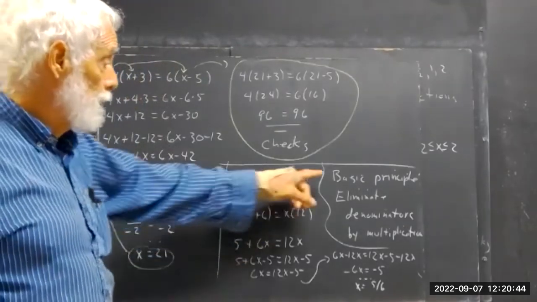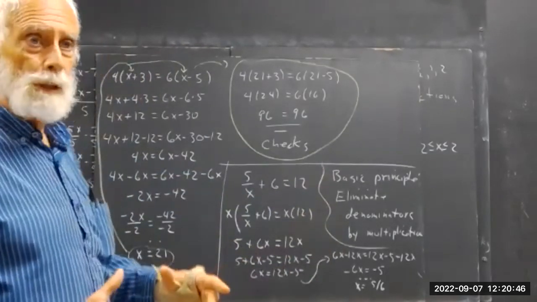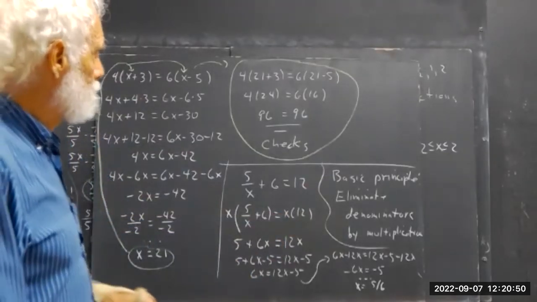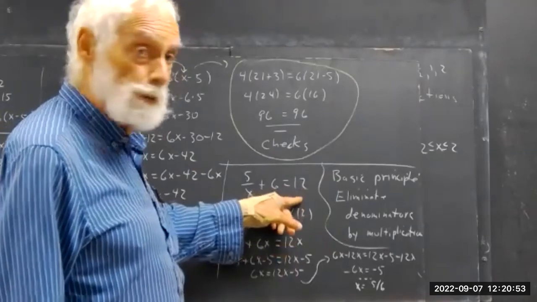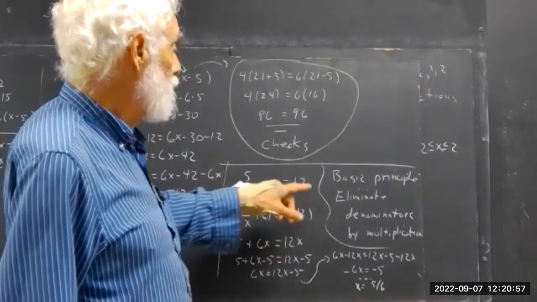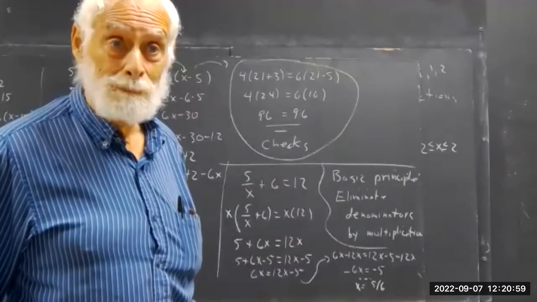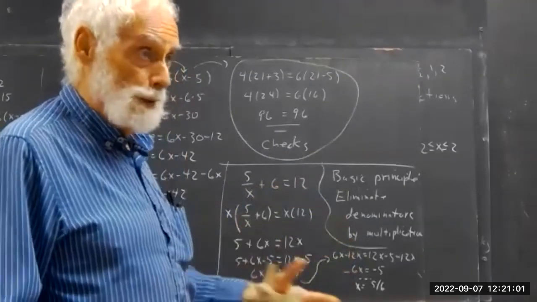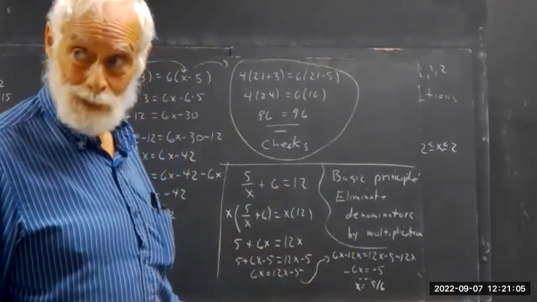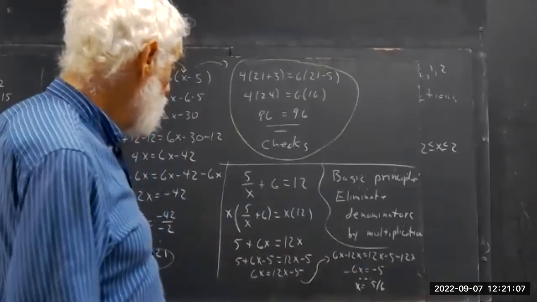If you've got denominators, you multiply both sides by the same thing. If I had a 12 over 7 here instead of a 12, then I can multiply by the x and I'd multiply by the 7. And that would get rid of the x and the 7. And we'd still get an equation that we can solve very easily. Okay, that's it.